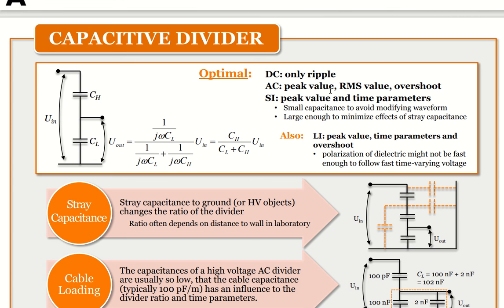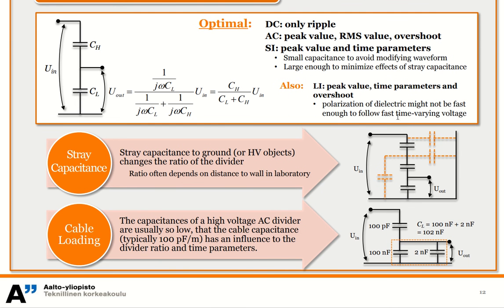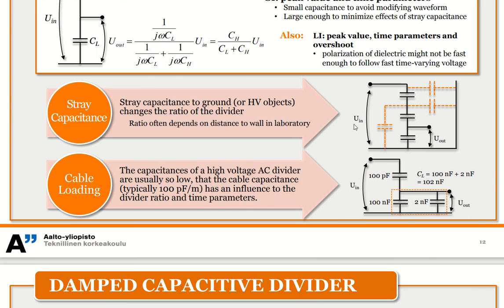Okay, only ripple, so it cannot be used for the DC application. For the AC, they have a peak value, RMS value, and overshoot here. Okay, for the surge impulse, it has a peak value and a time parameter, with small capacitance to avoid the modified waveform, large enough to minimize the effect of stray capacitance, and also the lightning impulse. They have a peak value, time parameter, and overshoot. Okay, polarization of the dielectric might not be fast enough to follow fast time varying voltage.